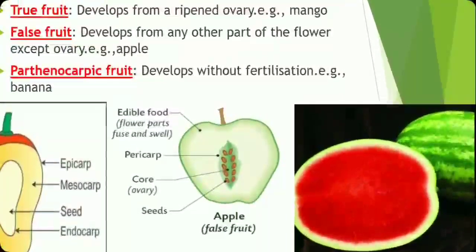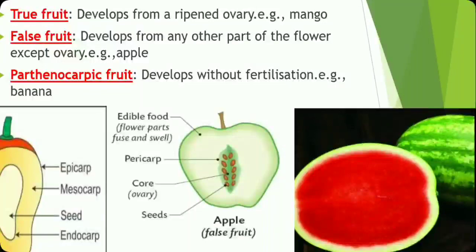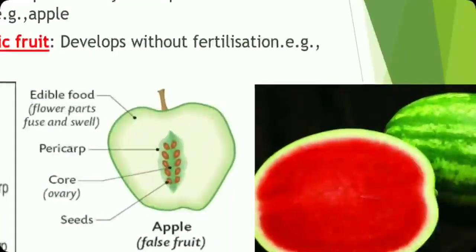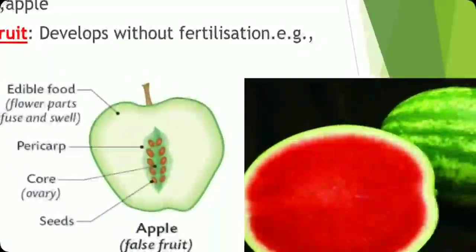Now the parthenocarpic fruit. As you know, after fertilization the ovary develops into fruit. But here there is no fertilization. The fruits develop without undergoing fertilization, and that is called a parthenocarpic fruit. Such a fruit is generally seedless and has non-viable seeds. So either they have non-viable seeds or they are without seeds.